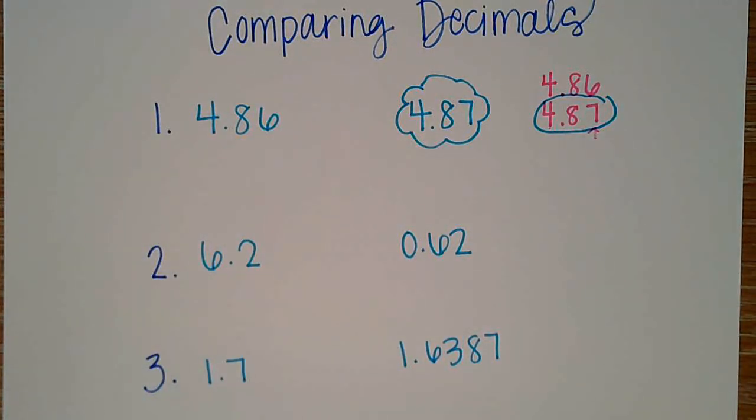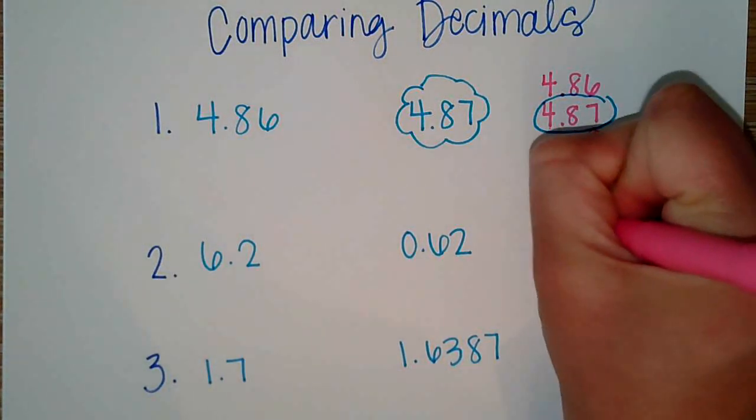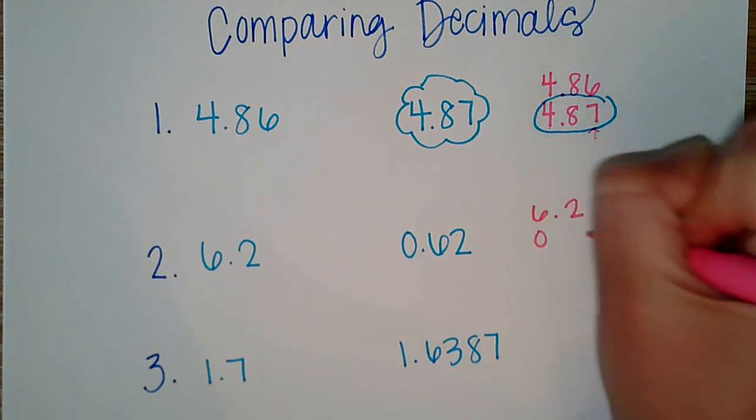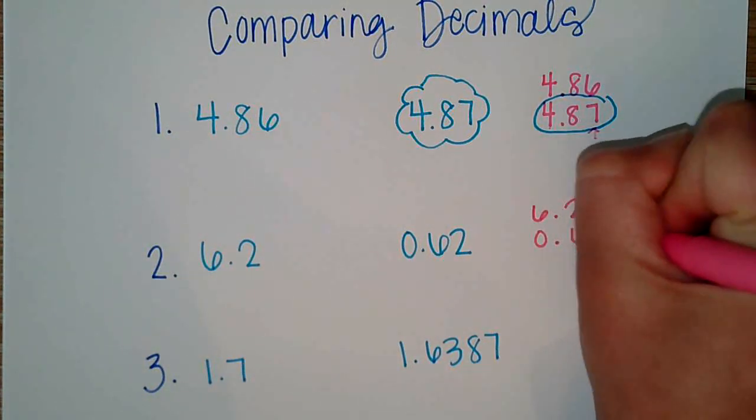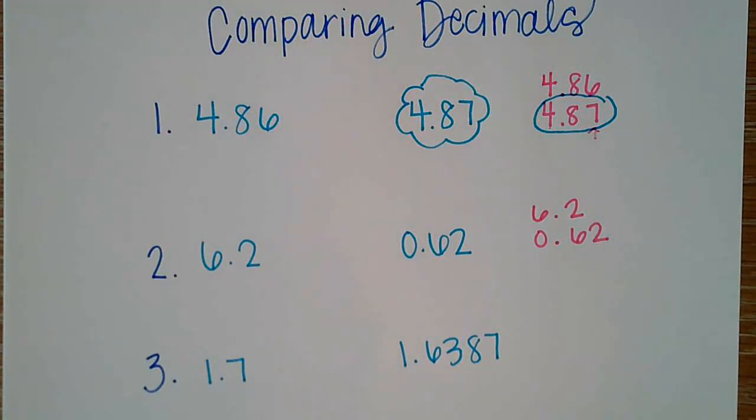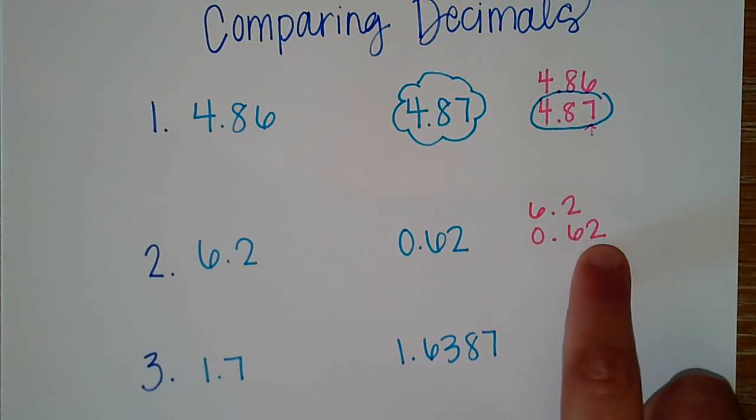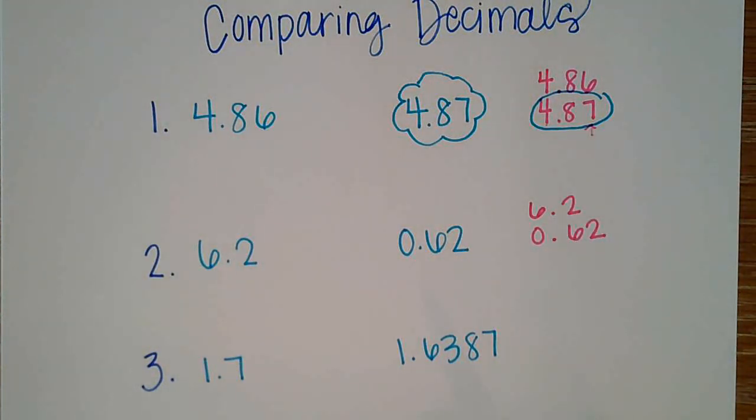Let's try this one. We have 6 and 2 tenths and 0 and 62 hundredths. This shows me again that I must make sure to line up my decimal. The digits that I am using are the same in each number, but where they're placed in the number differs, meaning they have different values.